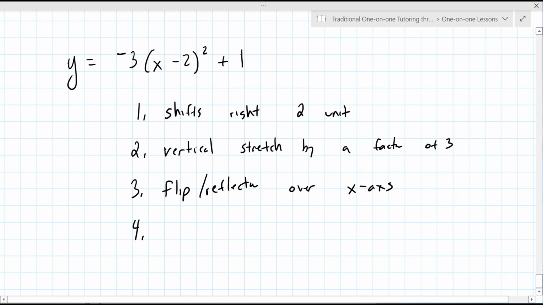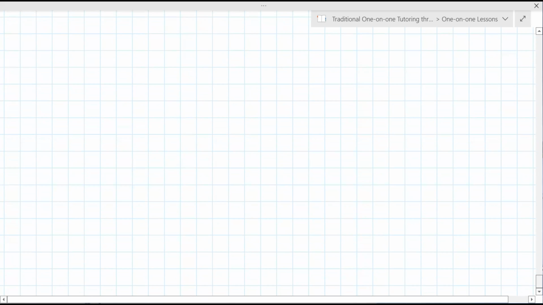How about the +1? That moves it up 1 unit. That's right. So you say up 1 unit. All right, good. So let's try another one here. Let's say it's y equals -3/2 (x plus 3) squared minus 4. Again, there are 4 transformations.